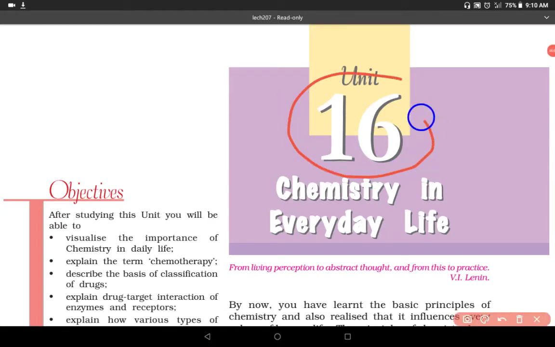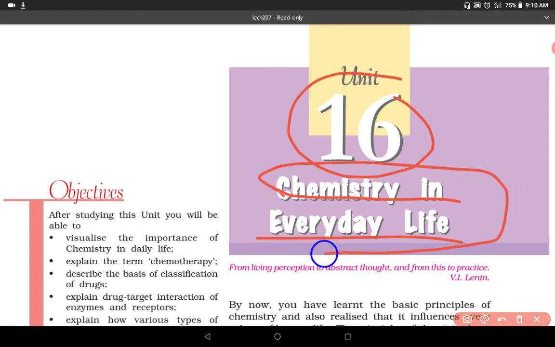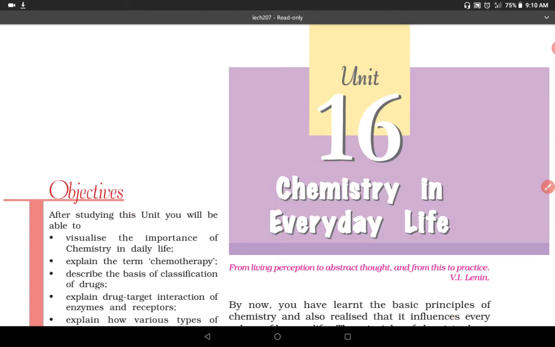Unit 16, Chemistry in Everyday Life. What is the use of chemistry in everyday life? That's what we have to study in this chapter. Okay, let's move on to this chapter.